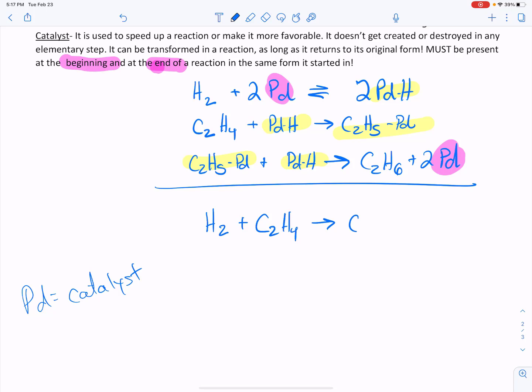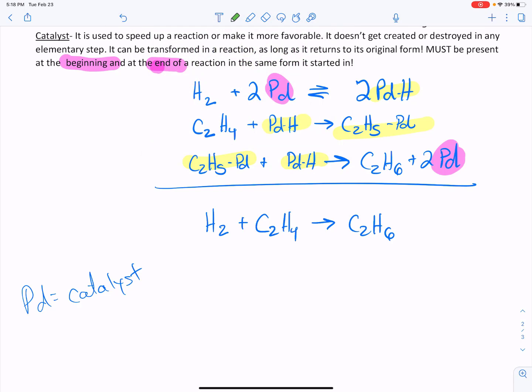And so what that does is that leaves us here at the bottom with a H2, a hydrogen, plus C2H4 yields my C2H6. And so I have intermediates that I got rid of, and my catalyst also canceled out. But whether or not it was originally created or not is what identifies it as a catalyst.